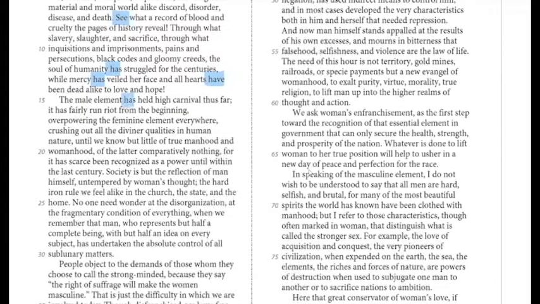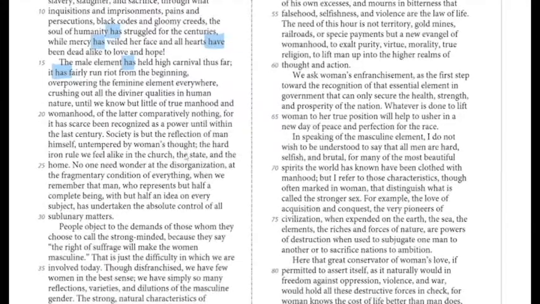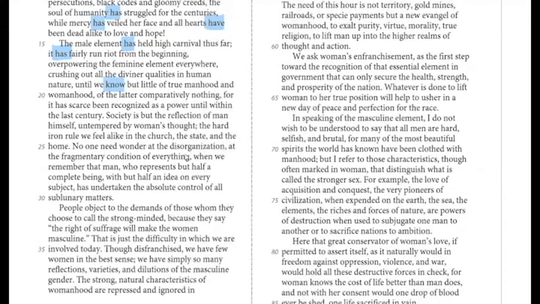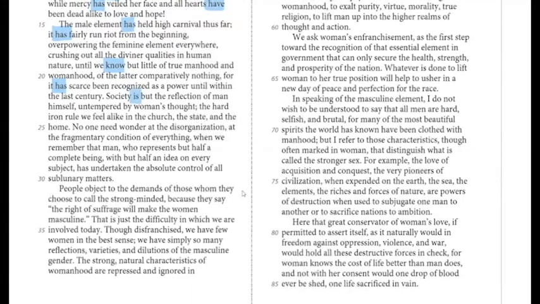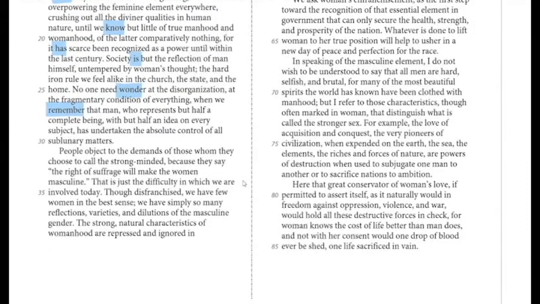The male element has held high carnival thus far. It has fairly run riot from the beginning, overpowering the feminine element, until we know but little of true manhood and womanhood, of the latter comparatively nothing, for it has scarce been recognized as a power until the last century. Society is but the reflection of man himself. No one need wonder at the disorganization when we remember that man, who represents but half a complete being, has undertaken the absolute control of all matters.